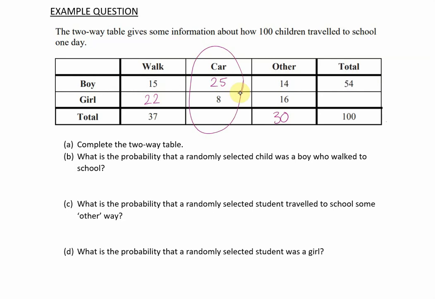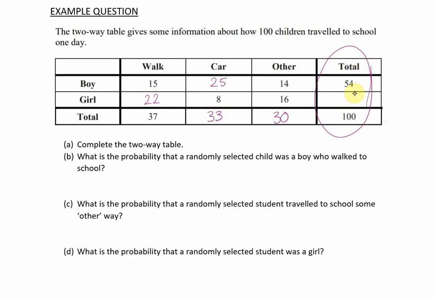And now we can fill in the car column because we know 25 boys travelled to school using a car, plus the 8 girls who travelled, and that gives us 33 students when we add them together in total who travelled by car. And we just have one remaining square here, and we can choose which way to calculate. We can calculate it from the totals column, or we could calculate it from the girls row, because there's only one spot missing in each of those, and we'll get the same value whichever one we choose. Let's choose the totals column because it's only got 3 values, so it's a bit easier.